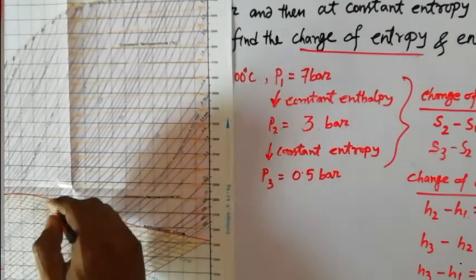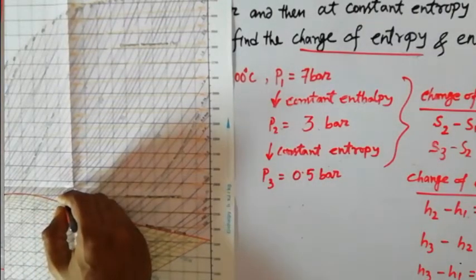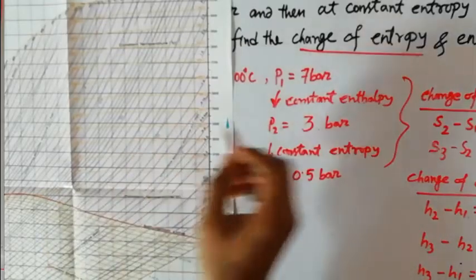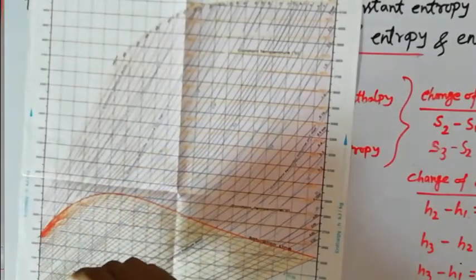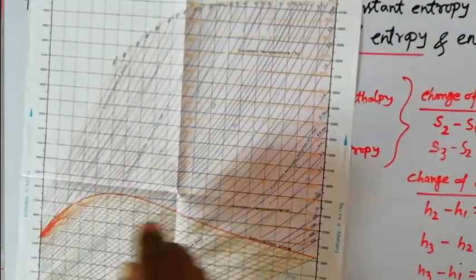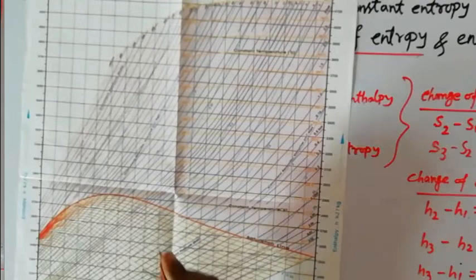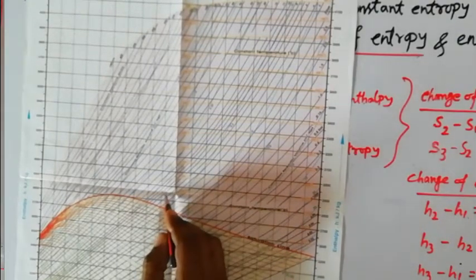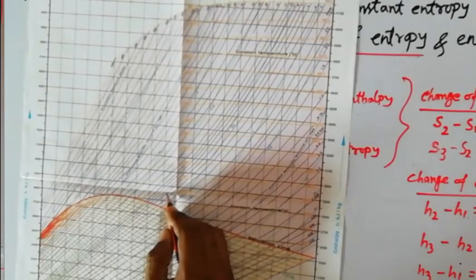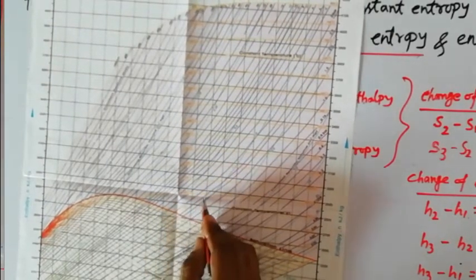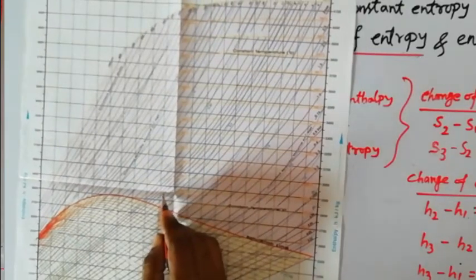Then after finding state point 1, you have to find state point 2. It is a constant enthalpy process, and this is the enthalpy axis. Constant enthalpy process means it will be a horizontal line, obviously. Understood? So if state point 1 is this one, 200 degrees centigrade meeting 7 bar pressure, then you have to move in the horizontal direction, because it is a constant enthalpy process.